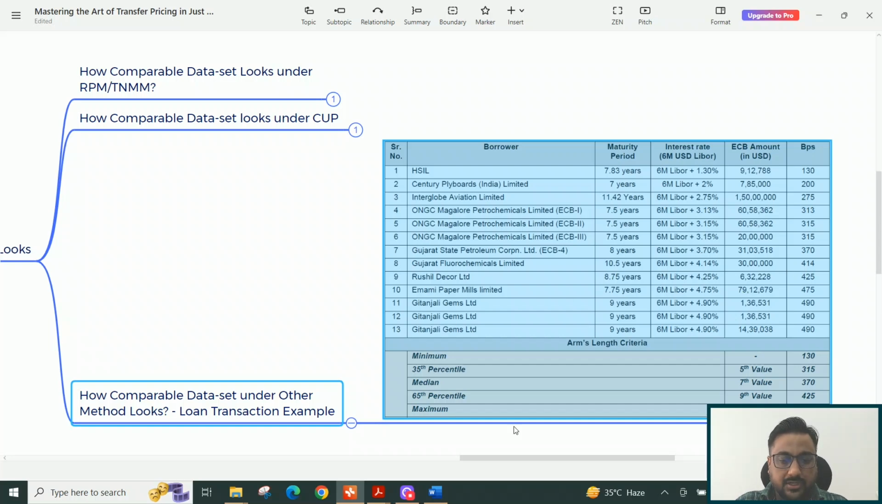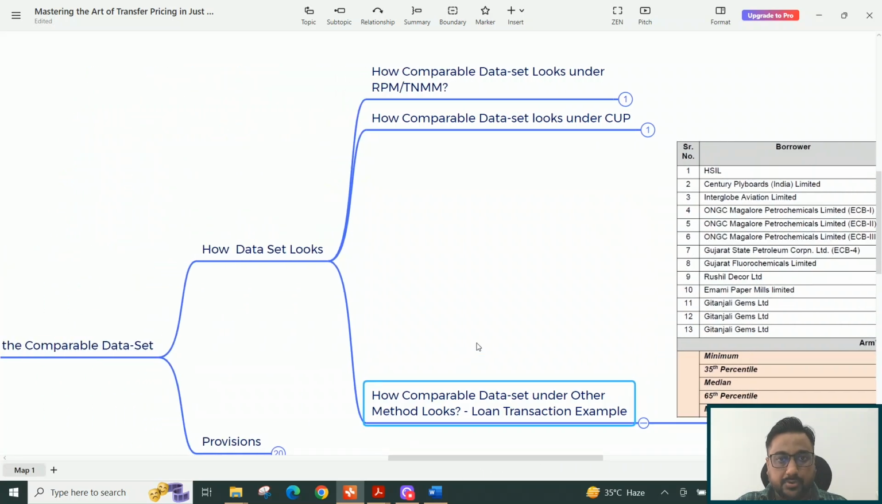I'll catch you in the next video, where I am going to explain the provisions which regulate the analysis of the data set under the Income Tax Act.